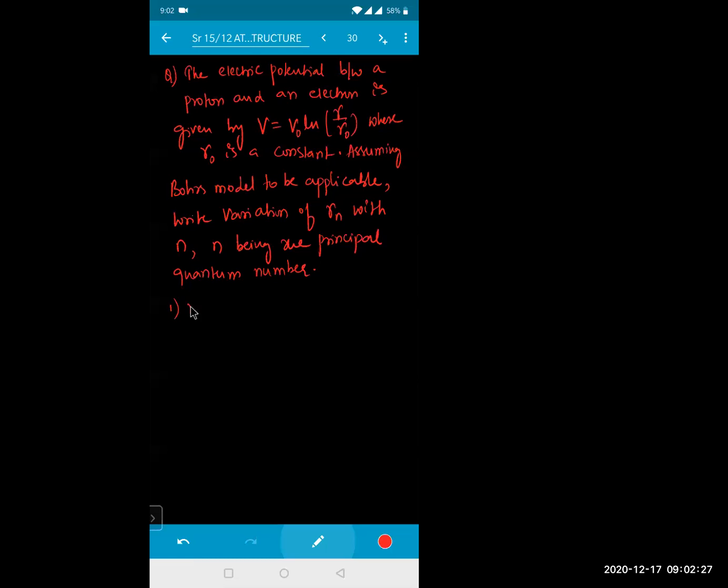Give the option. Radius of nth orbit is directly proportional to n. Second one, radius of nth orbit is inversely proportional to 1 by n. Third one, radius of nth orbit is directly proportional to n square. And fourth one, radius of nth orbit is inversely proportional to 1 by n square.